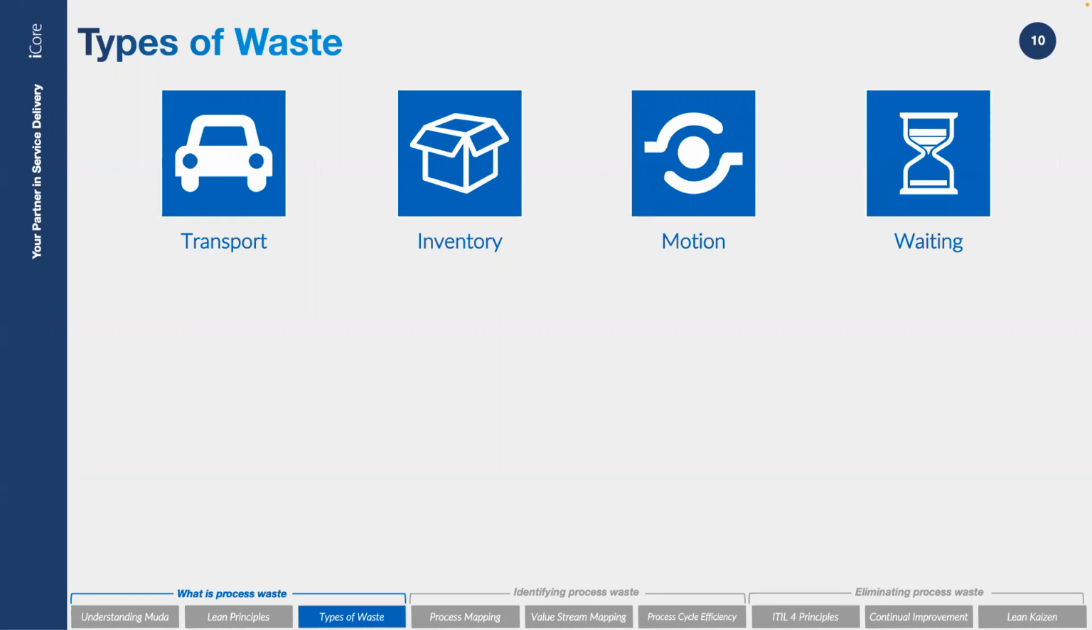We've got waiting. In IT processes, waiting can occur when there's a delay in the processing of work, such as an incident or change request, or when there's a delay in receiving approval from stakeholders. In my experience, there has been a lot of waste within processes at this point of the waiting time. There's a fair bit, don't get me wrong, in inventory with work in progress, but waiting always seems to be the biggest quick win when it comes to looking at process.